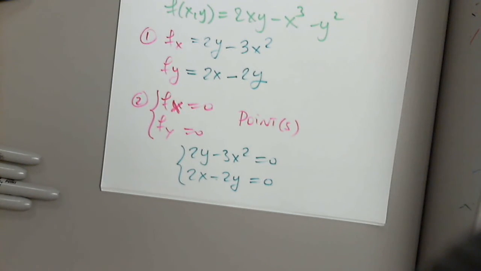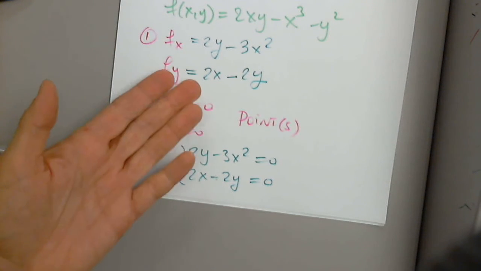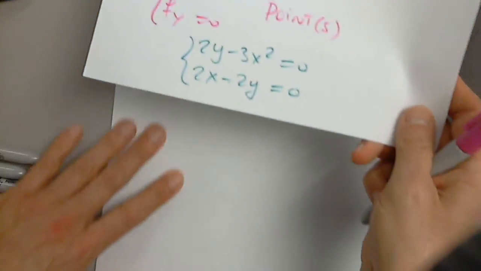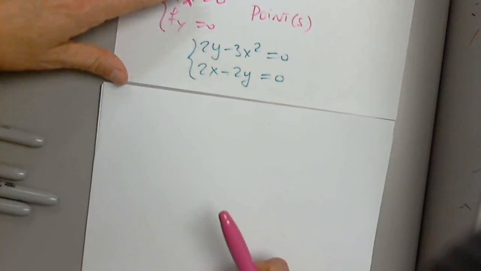They're critical numbers, right? That's what we're doing. We differentiate and set them equal to 0. Perfect.